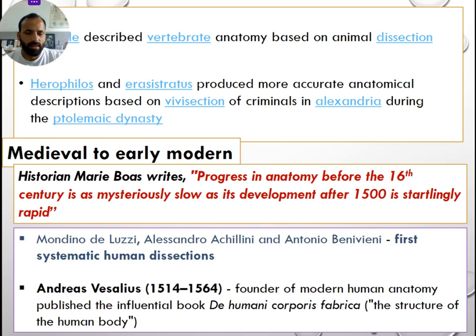So you have Andreas Vesalius, who is considered the father of modern embryology, and he has written a book, The Structure of the Human Body, where he has described each and every part of the human body as an anatomist.